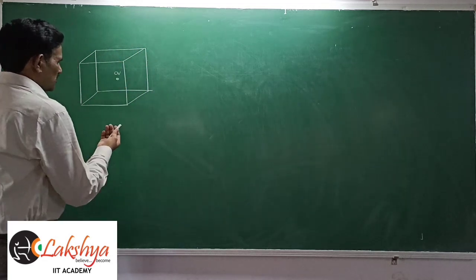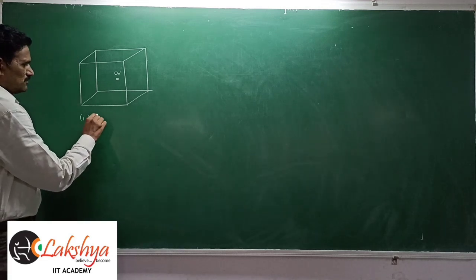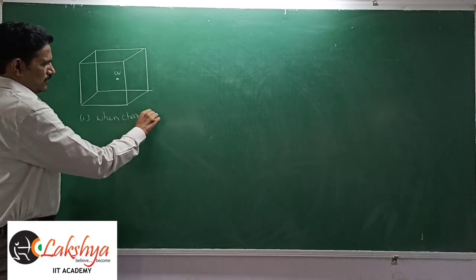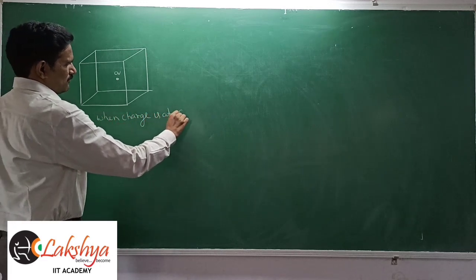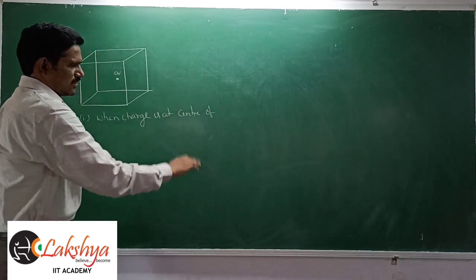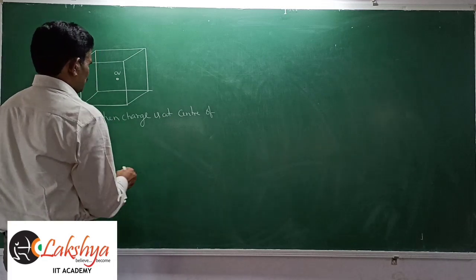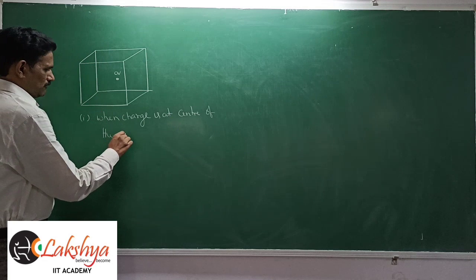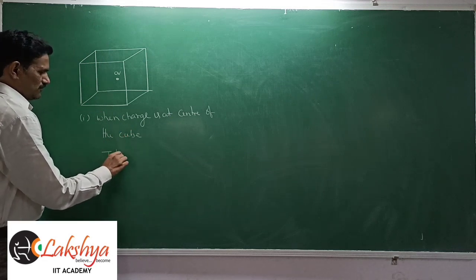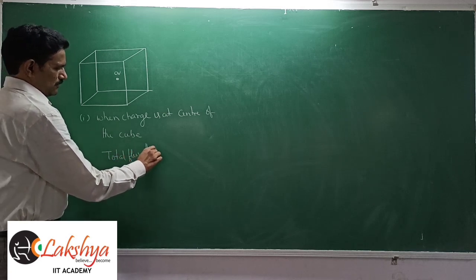The first case I am taking is when the charge is at the center of the cube. We are taking all point charges only. So we need to write the total flux. Can I say the total flux through the cube?